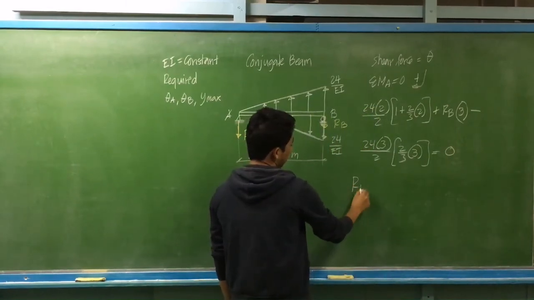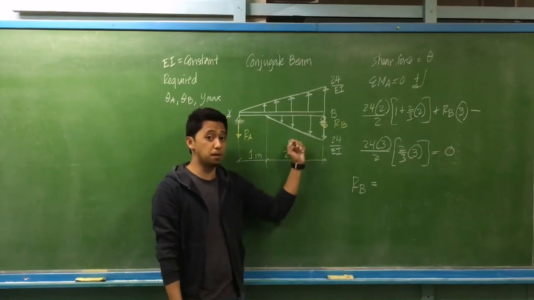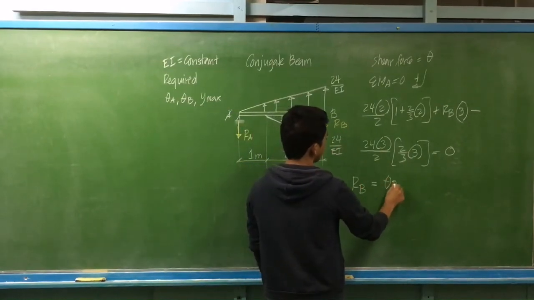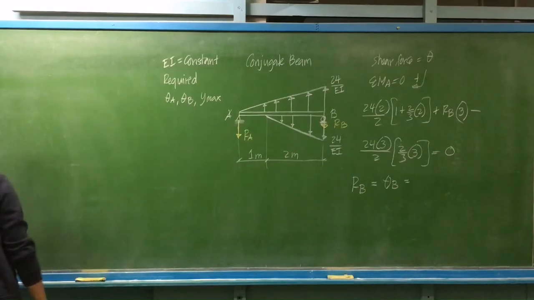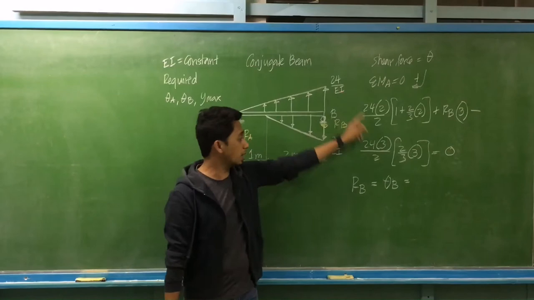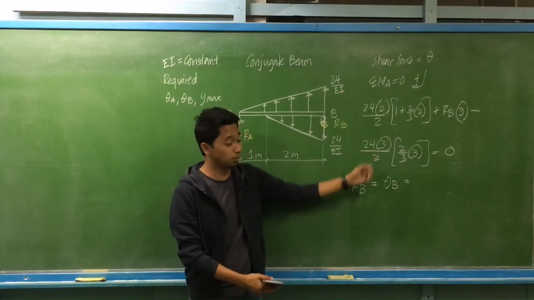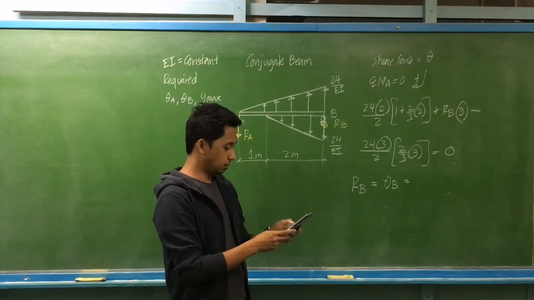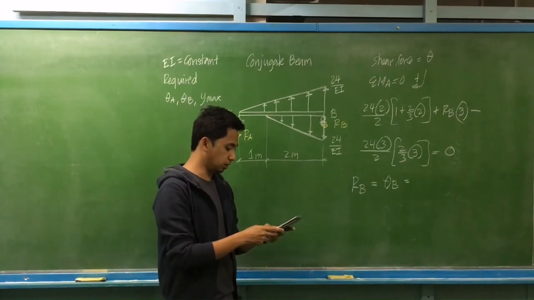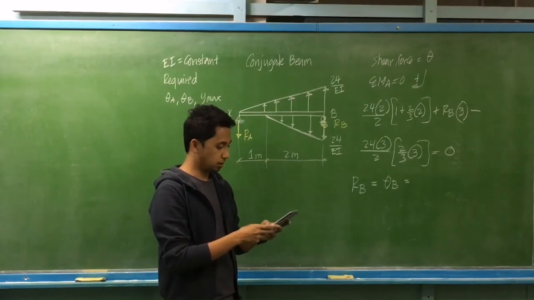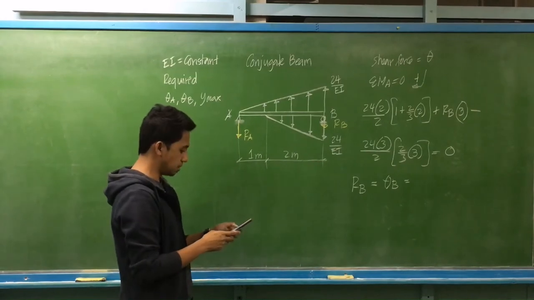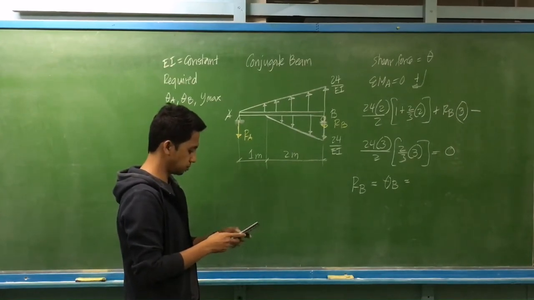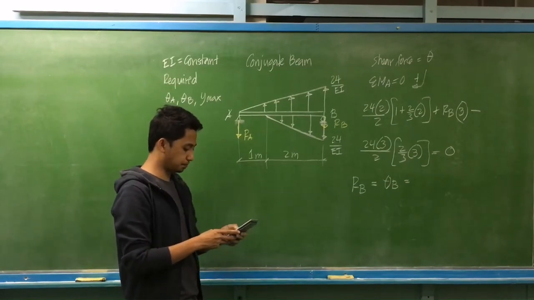So let us compute the reaction at B. Take note, this is a shear force on the conjugate beam. What is the equivalent of this shear force on the actual beam? That is the same as the rotation at B. And this is equal to, everything over EI. I just removed it from there so it does not get too cluttered. So you have 24 times 2 over 2, then multiplied by 1 plus 2 over 3 of 2, and then plus the reaction at B times 3, then minus 24 times 3 over 2, and then 2 thirds of 3.